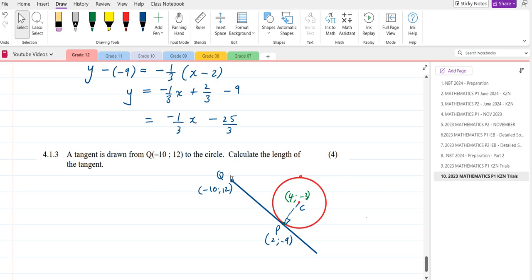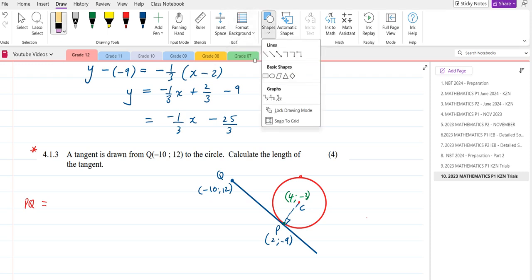So how can we find this tangent length here? A tangent is drawn from negative 10 and 12 to the circle. Calculate the length of the tangent. The length of the tangent from where? From point P, from the point of contact, or from the center of the circle? Right, so we have a problem in this question. It's not clear. If you just calculate PQ using the distance formula, the length of the tangent PQ, then let's see what answer we get.